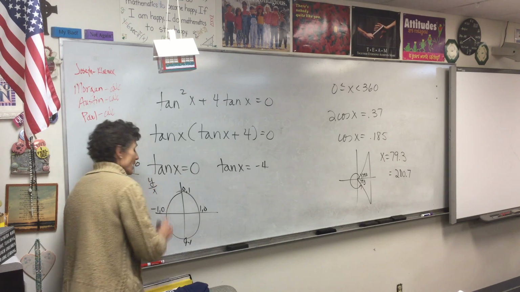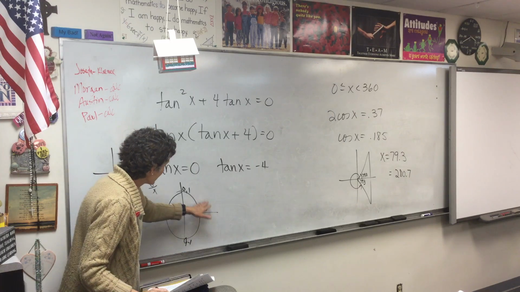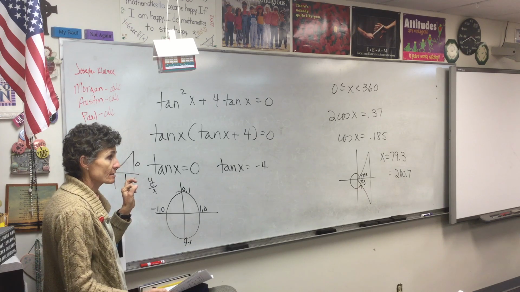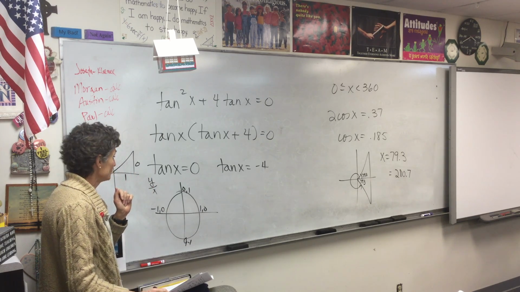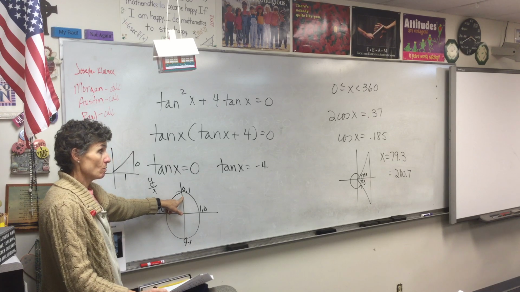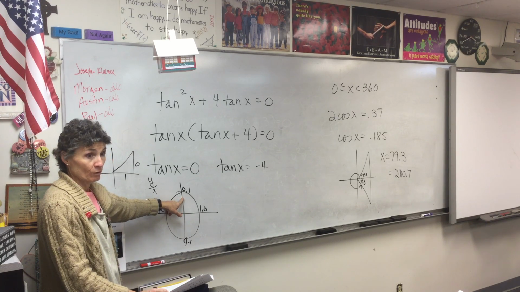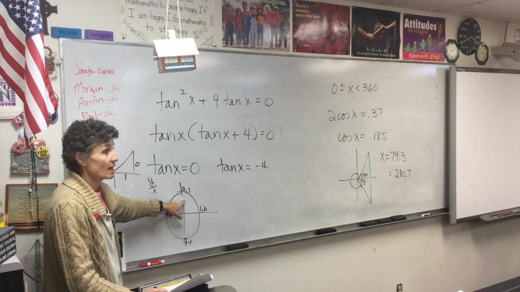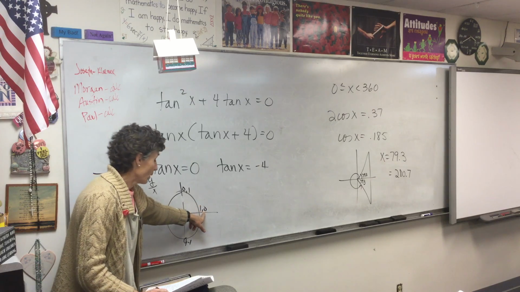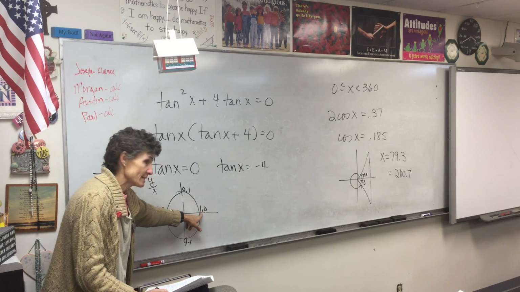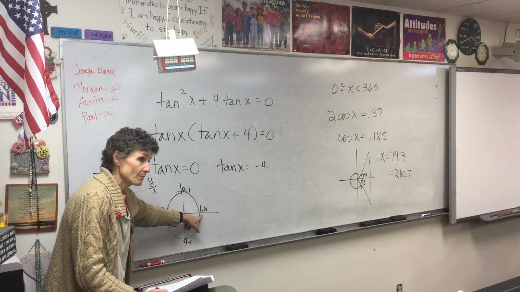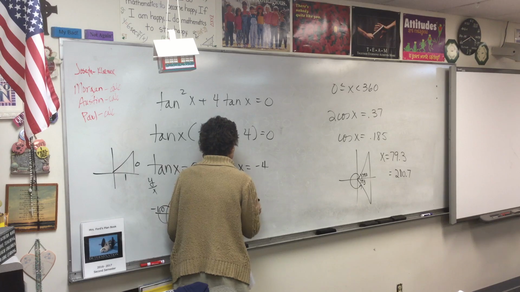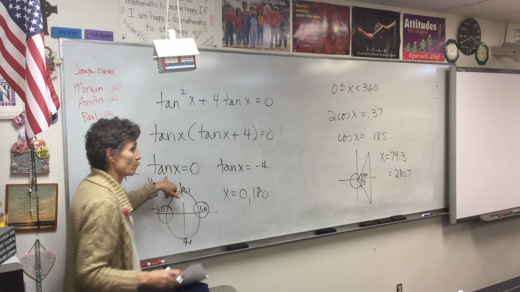Tangent is y over x. Where does it happen that if you put y over x, you get 0? Up here? Whoa, whoa, whoa, what happens up here if you put y over x? Undefined. That's not 0, that's undefined. What about here? If you put y over x here, don't you get 0? Yeah. 180, right? So your answers would be 0 and 180 to the first part of the problem.